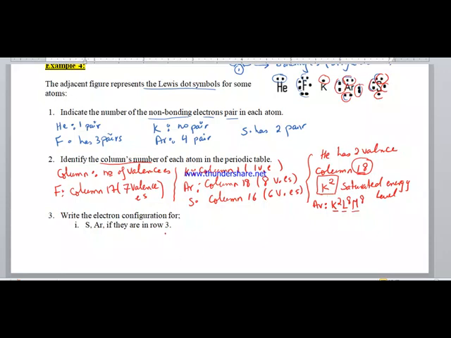To write the electron configuration of S and Ar, they are in row 3, so we have 3 energy levels: K, L, and M. So for S, I have K2, L8, M6. We have 6 valence electrons. Ar has 3 energy levels, K, L, M, and we have 8 valence electrons.